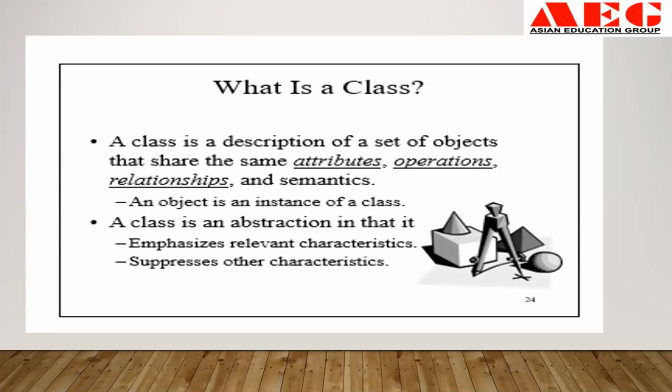So what is a class? It is a description of a set of objects that share the same attributes, operations, relations, and semantics. An object is an instance of a class. We know this. A class is an abstraction in that it emphasizes relevant characteristics and suppresses other characteristics. So a class basically imposes abstraction.